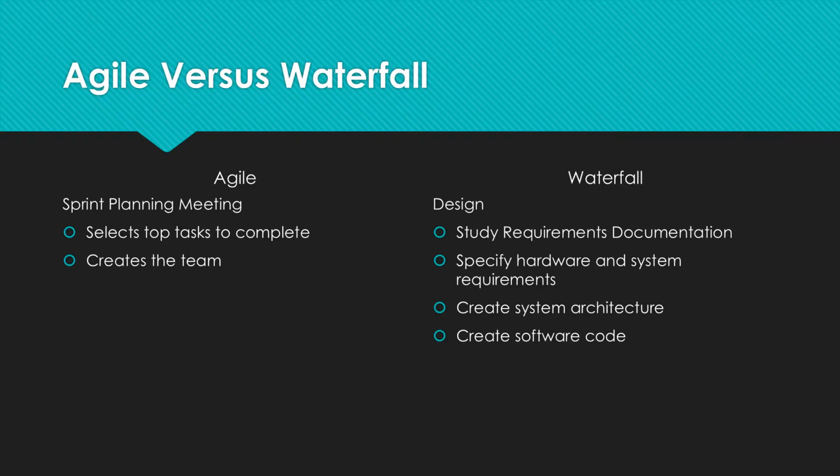The Agile versus Waterfall process 2 is Sprint Planning Meeting. This is where you select the top tasks to be completed and create a team consisting of the team players and the Scrum Master. The second phase of the Waterfall is Design. Study requirements documentation created in the previous phase, specify hardware and system requirements, create a system architecture, and begin by creating the software code.